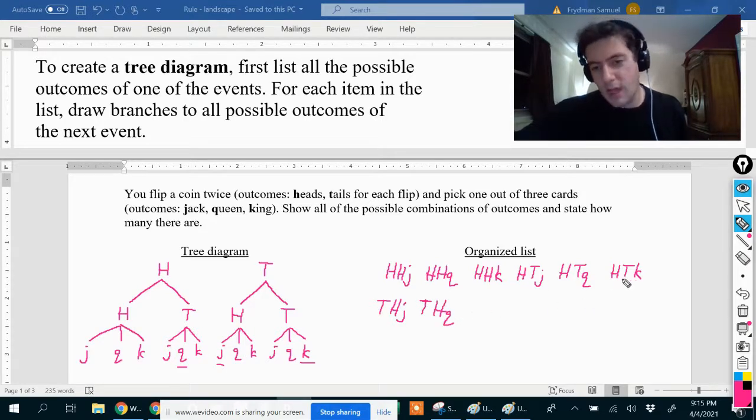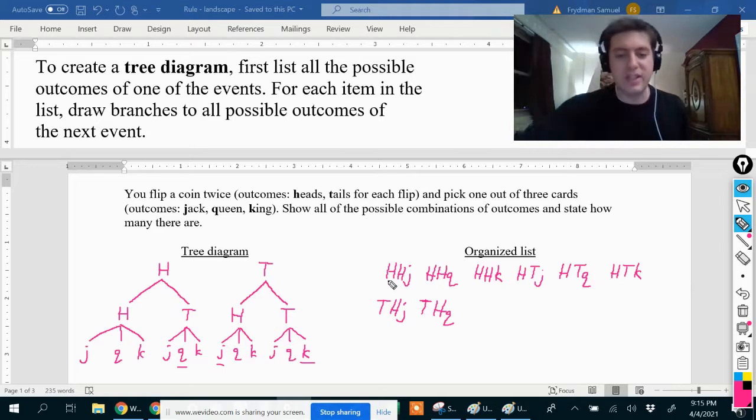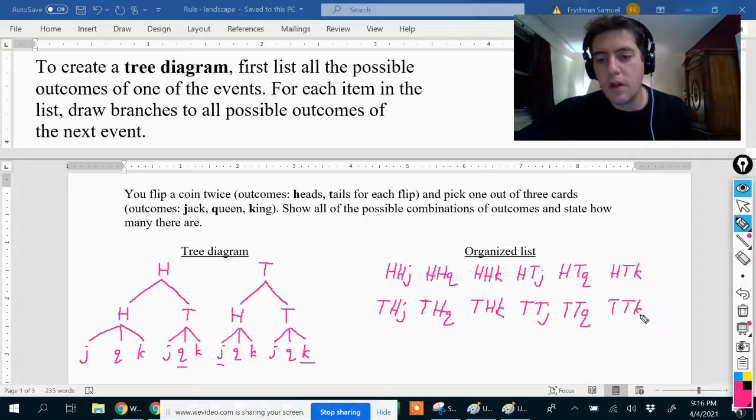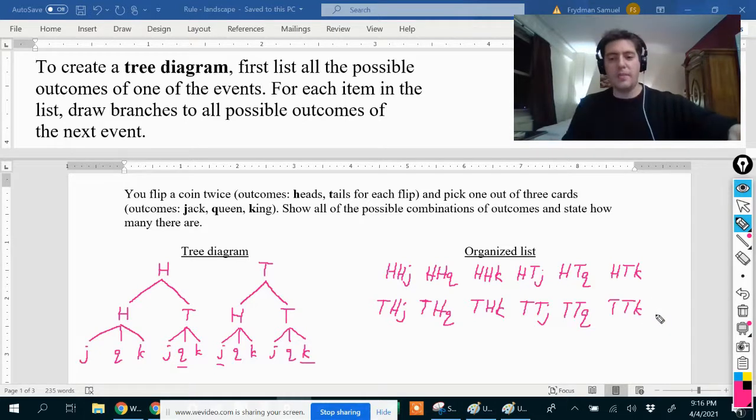By the way, I only started on the next row here because I ran out of room over here. It really doesn't matter where I make the next row. I'm just listing everything right now. Tails, heads, queen. Tails, heads, king. Tails, tails, jack. Tails, tails, queen. Tails, tails, king. Okay, so those are all the different combinations.